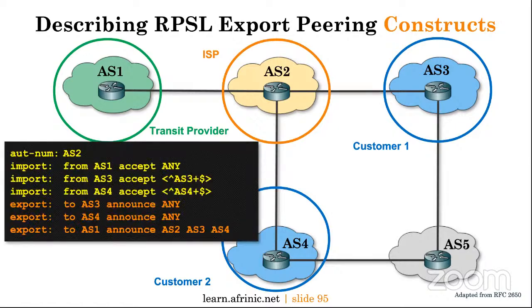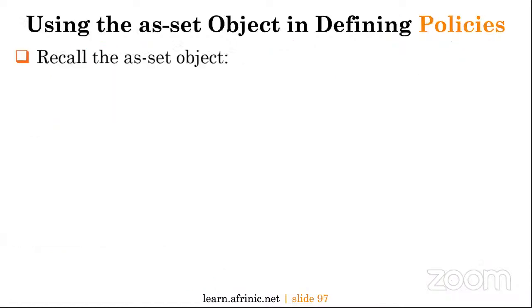But here we can see that we've combined both the import and export statements on our AutNum object. You can see that our AutNum has gotten fatter, and we want to work in a lean way. You don't want to be writing too many RPSL statements on your AutNum, and that's where the set object comes into place.